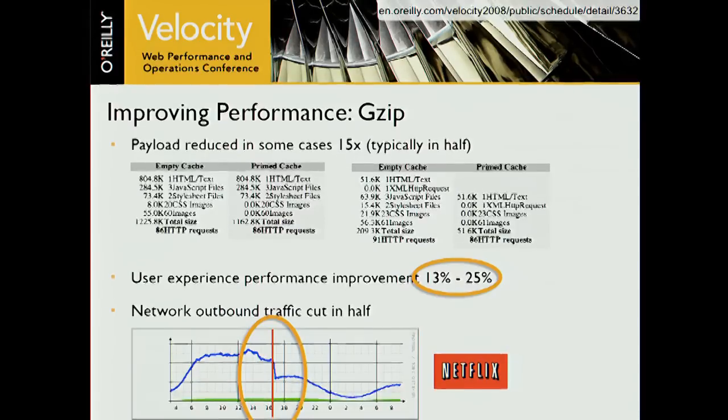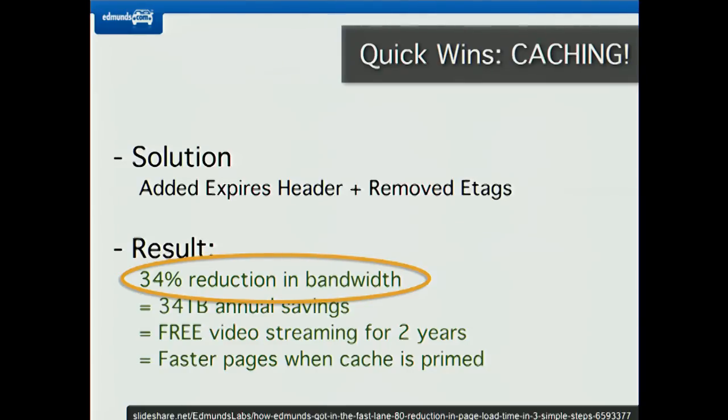And he said, why do you think that? And they said, the traffic in our data centers dropped in half. He said, nope, we're serving everything. It's just that we turned on gzip. So this is probably 6 figures a month for traffic out of a data center that they saved. Pretty significant.